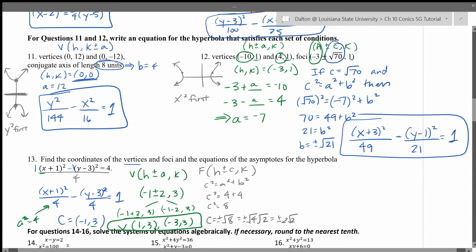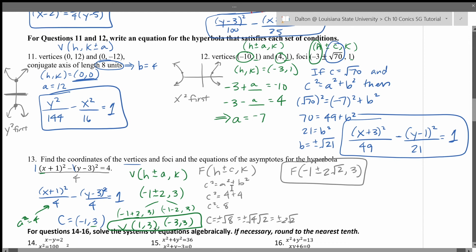Okay, so c is 2 square roots of 2. So when I substitute that in for the foci, h is -1, plus or minus c, which we just found is 2 square roots of 2, comma, we know that k is 3. This is an example where I'm okay with you leaving your foci written as one expression instead of splitting the plus and minus up, since your second number is a radical. Okay, so we found the vertices and the foci.